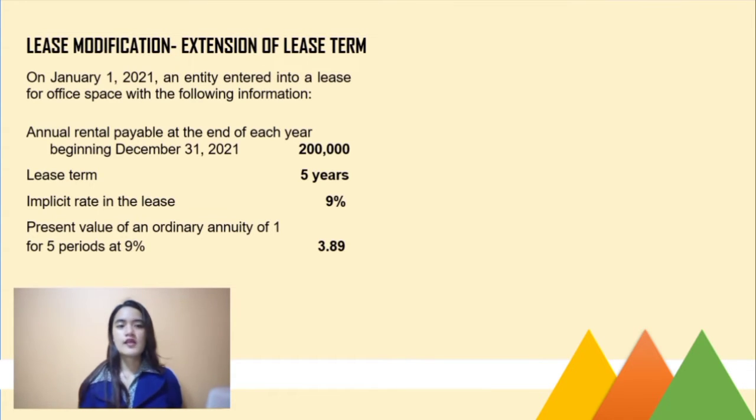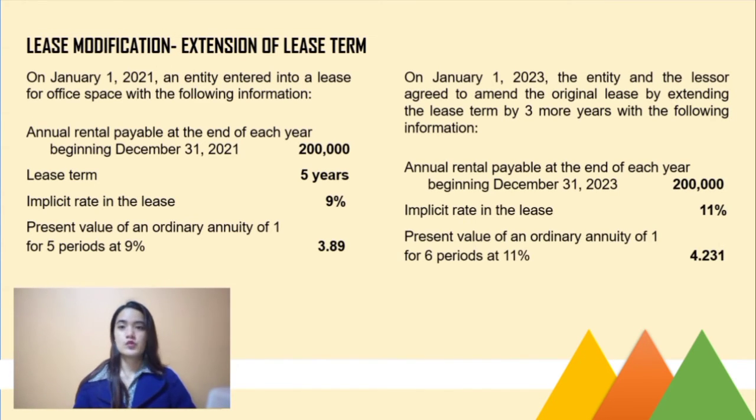So again, hindi tayo magkakaroon ng modification kung walang pagbabago na nangyari. So here on the right side of our screen, indicated yung amendments na ginawa doon sa original agreement between the lessee and the lessor. So on January 1, 2023, the entity and the lessor agreed to amend the original lease by extending the lease term by 3 more years with the following information.